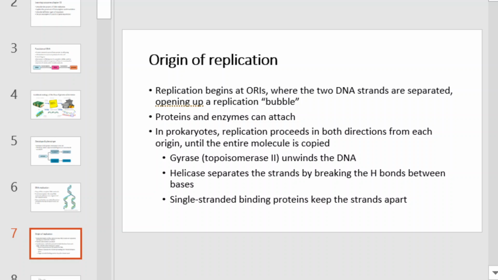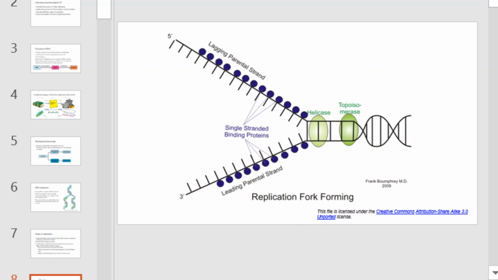The origin of replication. Replication begins at ORIs, where the two DNA strands are separated, opening up a replication bubble. Proteins and enzymes attach in this opening. In prokaryotes, replication proceeds in both directions from each origin until the entire molecule is copied. Gyrase unwinds the DNA. Helicase separates the strands by breaking the hydrogen bonds between the bases. Single-stranded binding proteins keep the strands apart. Here we see an illustration of that process.